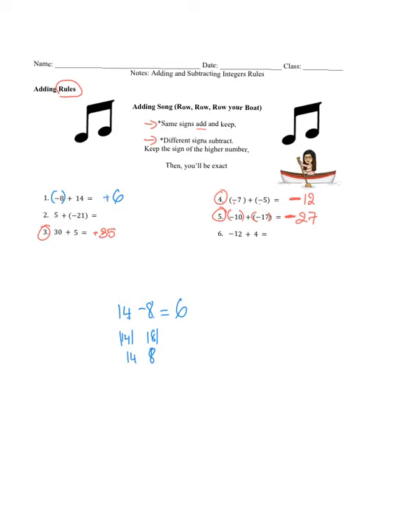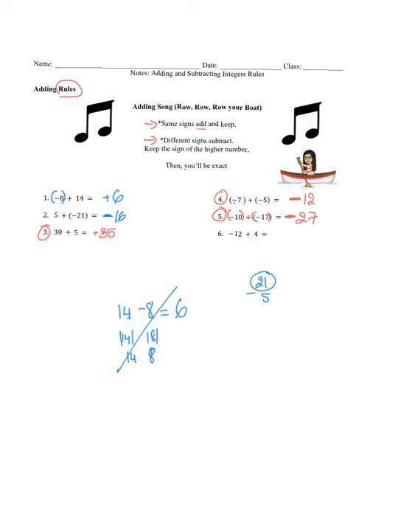Number 2, 5 plus negative 21. There is nothing in front of 5, so 5 is positive. Negative 21, so we're going to use subtraction, because for different sides we subtract. So 21 subtract 5 gives me 16. And keep the side of the higher number. So 21 is greater than 5, so I keep the side as negative.